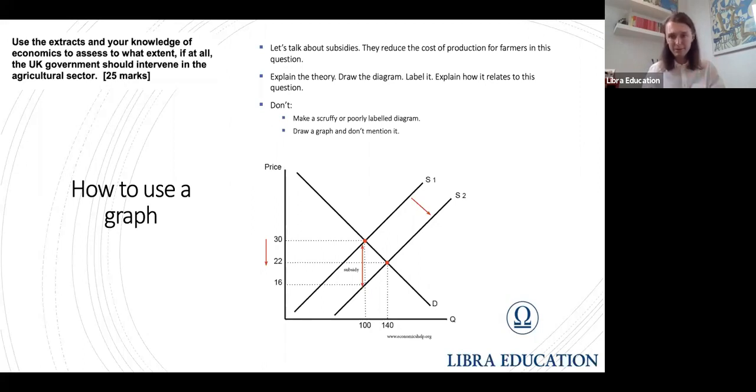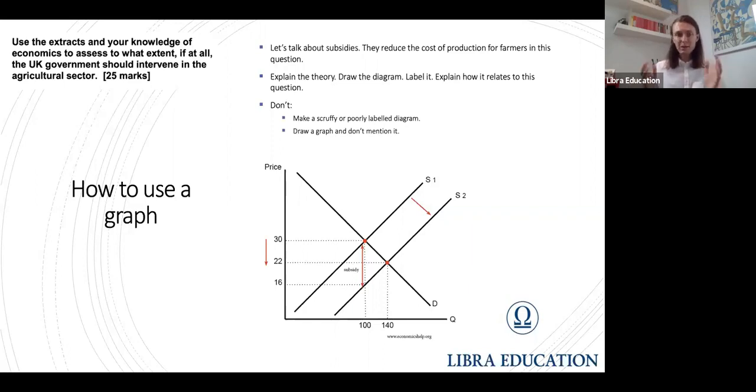So for a subsidy, you could write something like, the government in the UK may choose to intervene in the agricultural sector by paying a subsidy to farmers. This would reduce their costs and therefore protect farmers' incomes. This is potentially a cost saving that they could pass on to consumers. And that's it. That's all you would need to write. Something very simple and straightforward that clearly explains what a subsidy is and applies it to this question.